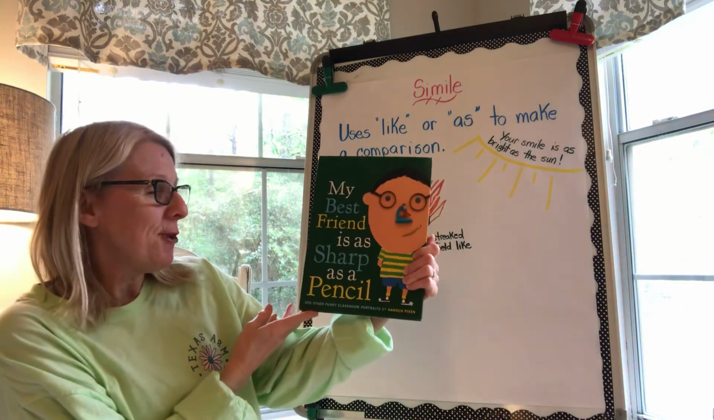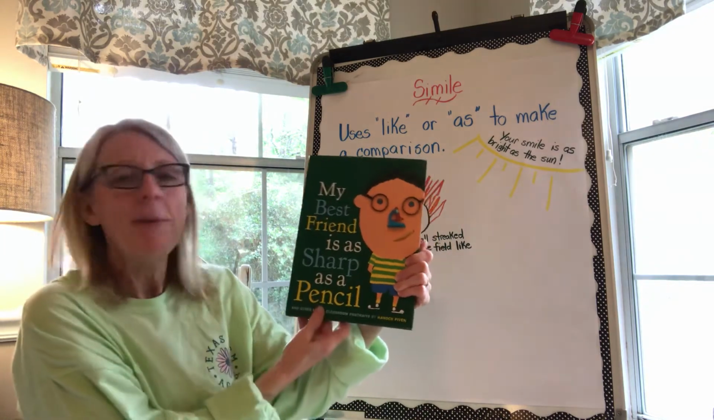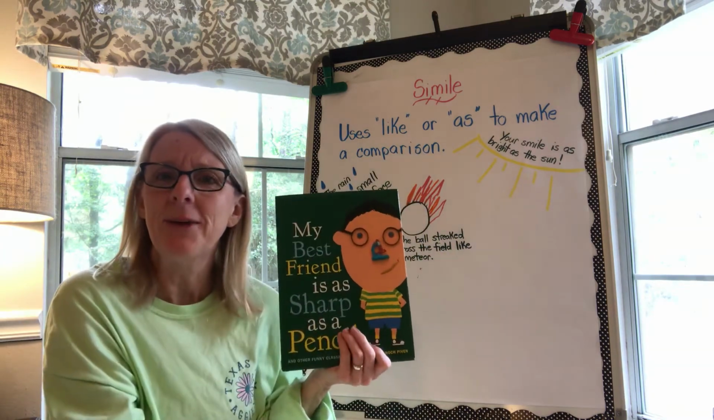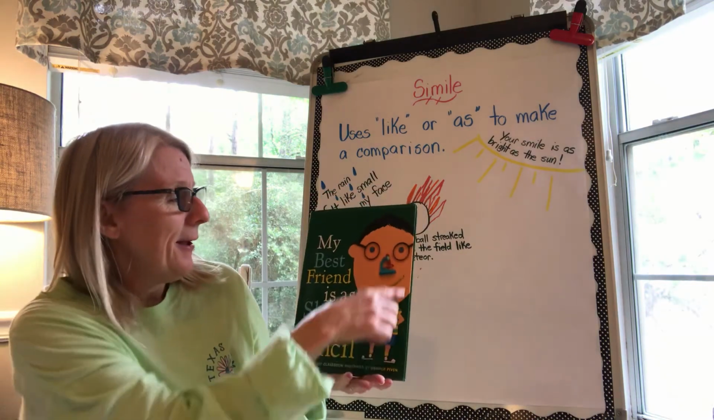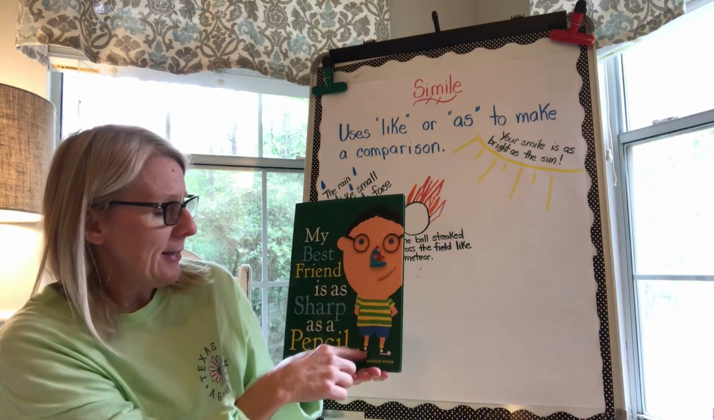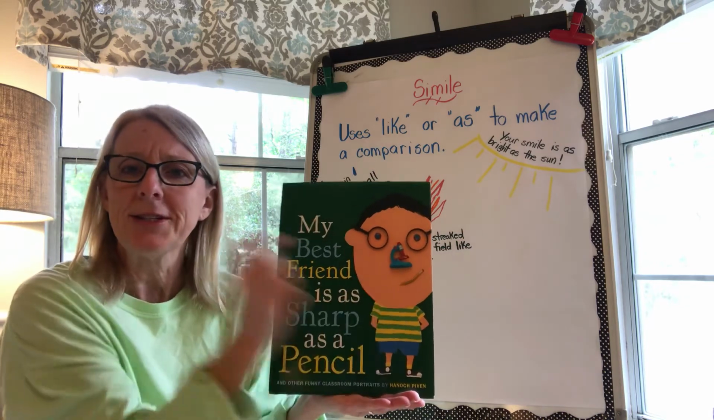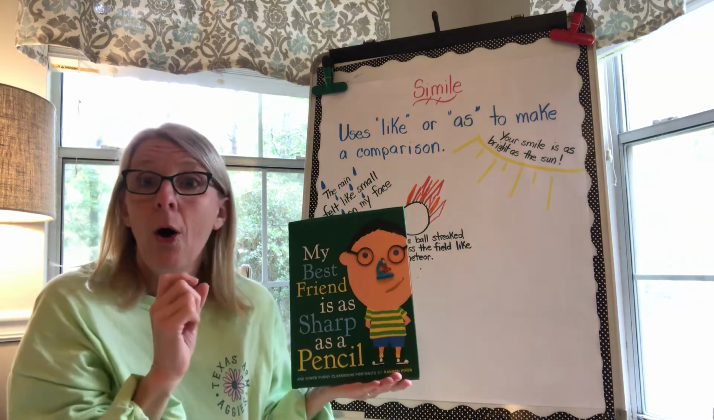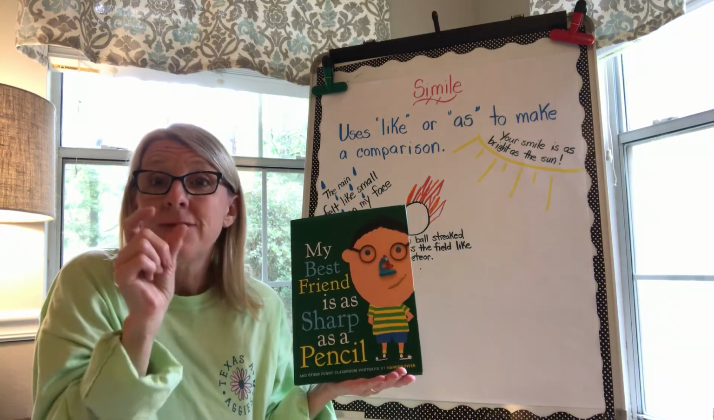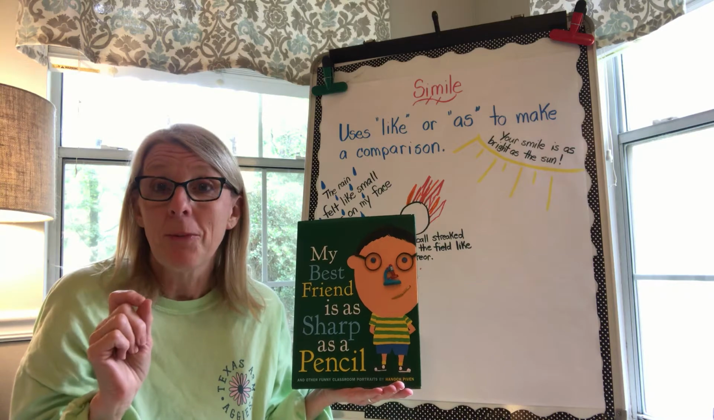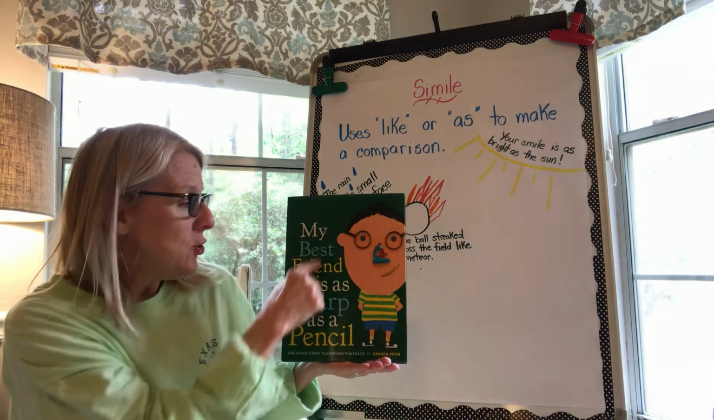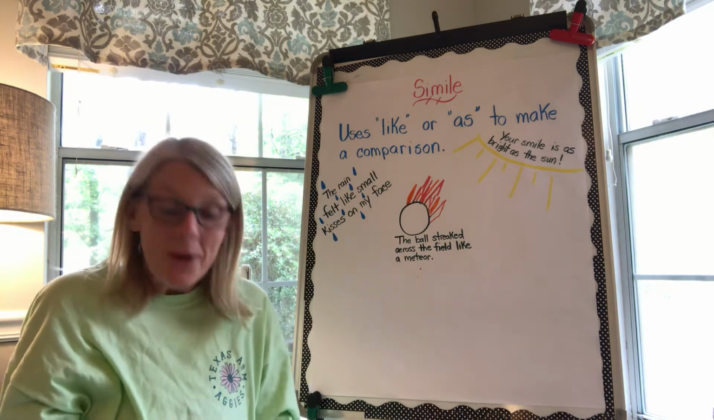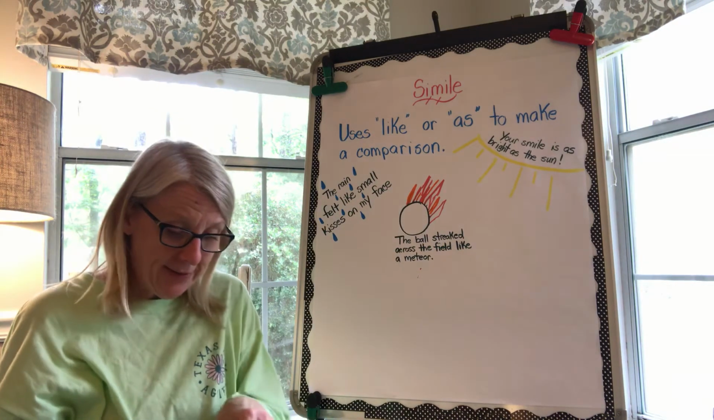It's called My Best Friend Is as Sharp as a Pencil. What do you even think that means? You know, we always look at the cover of our books, don't we? So I see that, look, there's a boy and he's got some very interesting little characteristics on him. Do you see that? And my best friend is as sharp as a pencil. Do you know when we sharpen our pencils, it's very, very pointed and very sharp, right? So if he's as sharp as a pencil, I think that means he's very, very smart. Okay, let's do some more examples of this.